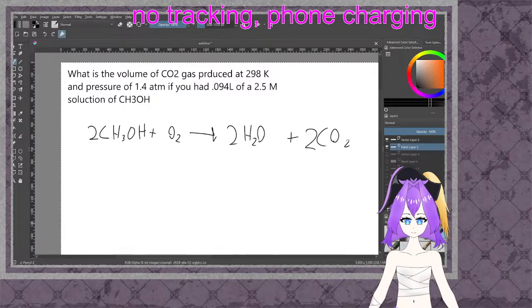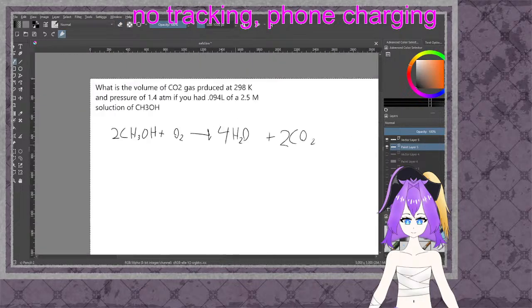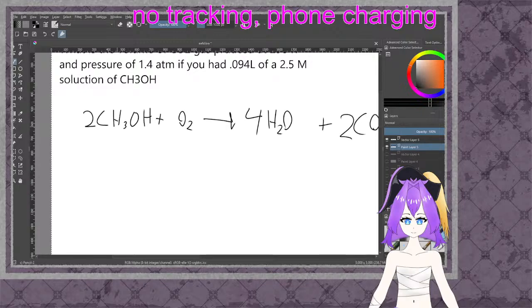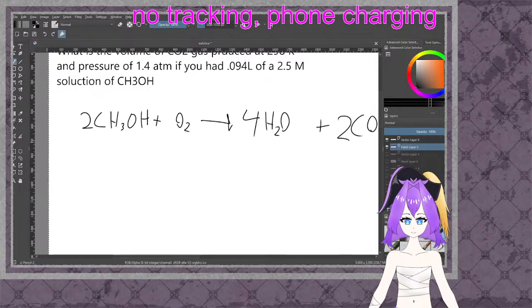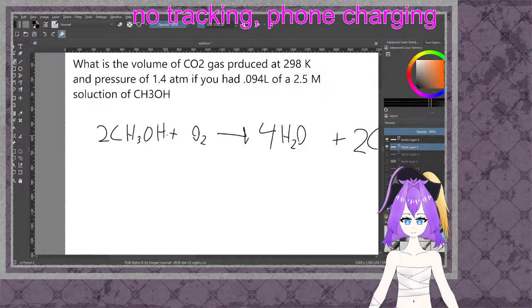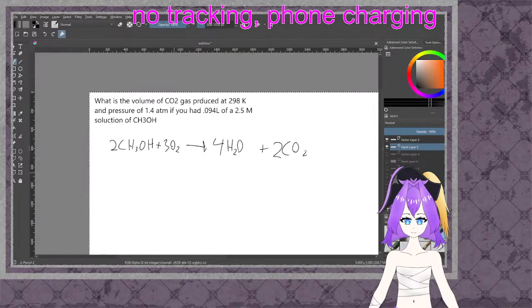So we need 4 hydrogens, 4 water. So 1, 2, 3, 4, 5, 6, 7, 8. We have 1, 2, 3, 4 on this side. 4, 8. So 1, 2, 3, 4, 8. So we need 3 of these. Okay. Now that's balanced.